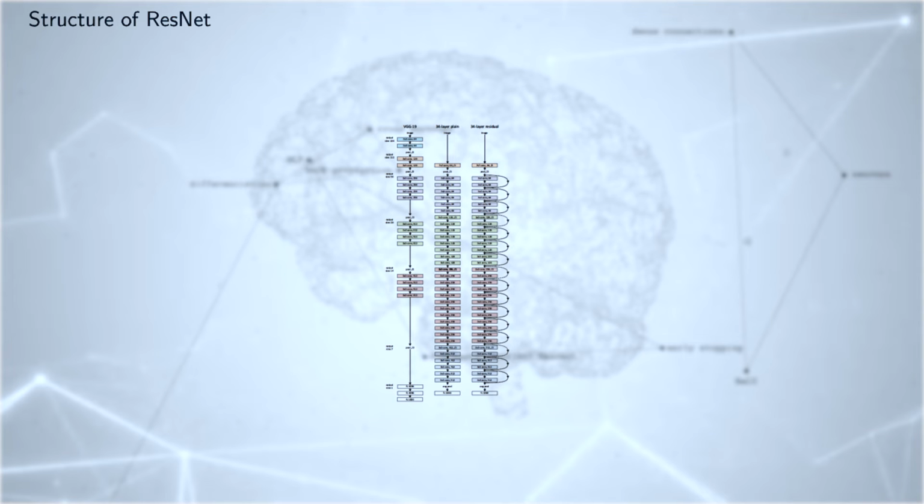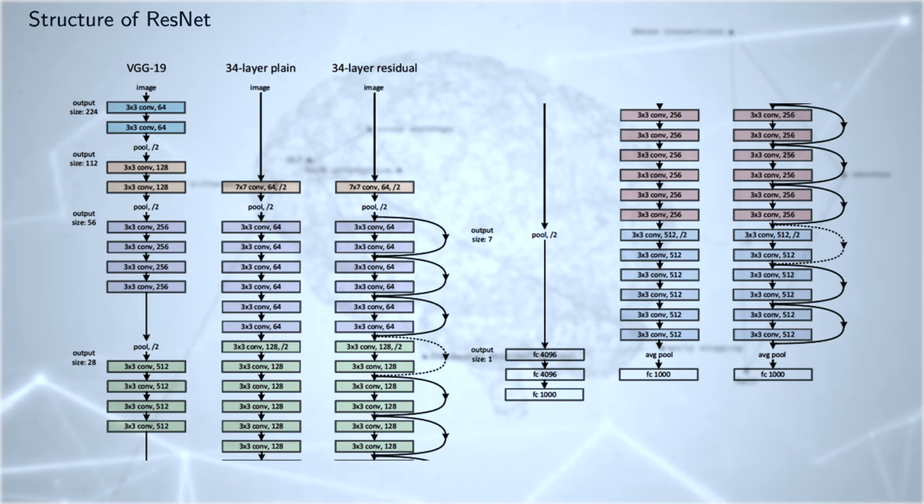Here is the general architecture of ResNet, which is a bit difficult to read. Here is a zoom. The first architecture on the left is that of VGG19. The architecture of ResNet is depicted on the right, where shortcut connections have been added.